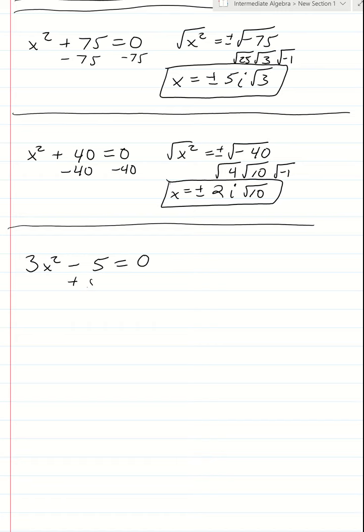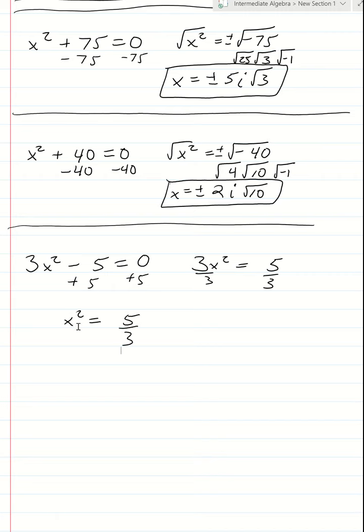I'm going to begin by adding the 5 over, and that would give us 3x squared equals 5. We want x squared to be alone, and right now it's being multiplied with the 3. So I'm going to divide both sides by 3. And now when I do that, I'm going to have x squared equals the fraction 5/3.